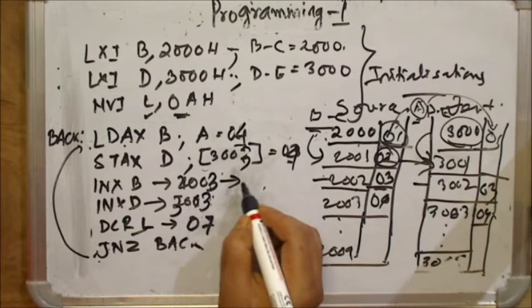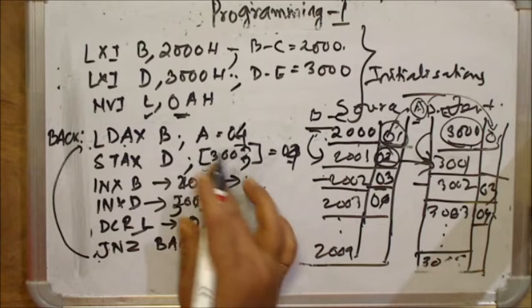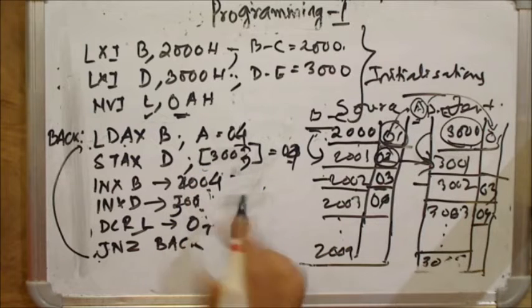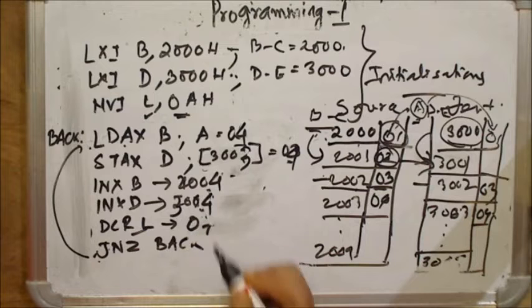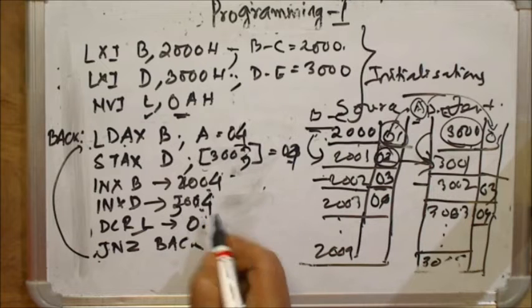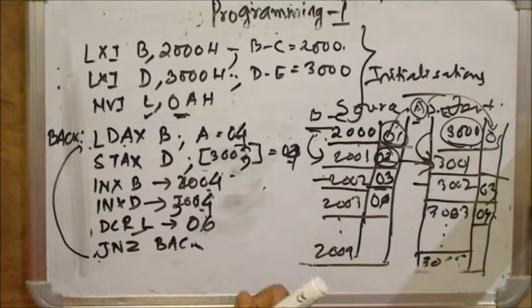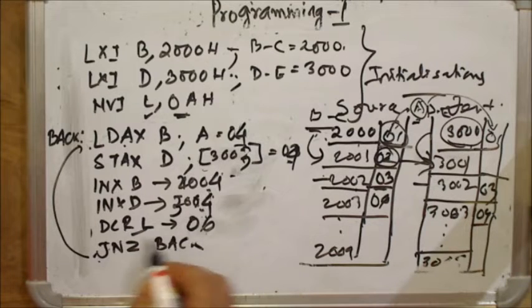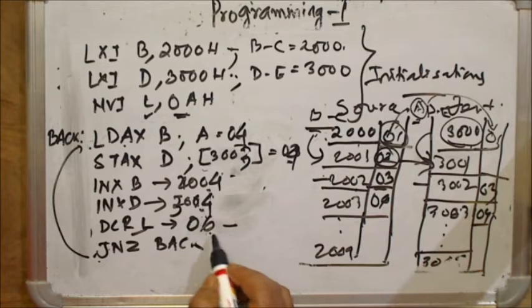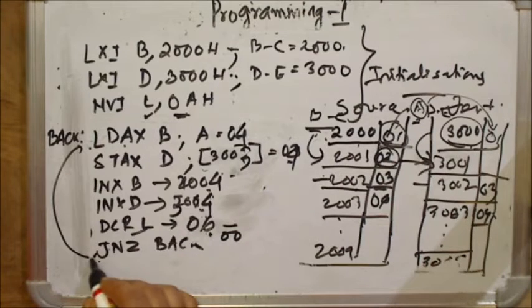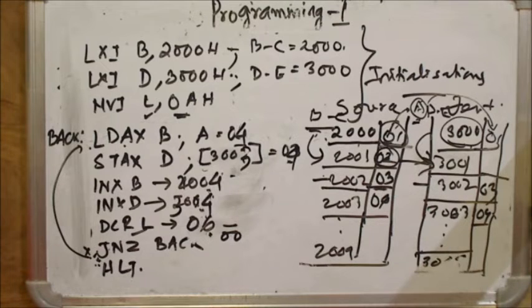Again INX B, 2000 will become 2004, and DE will become 3004. Again DCR L. Now L will become 6. Again it will jump. So in this way the whole procedure will continue. And after the count becomes 00, this condition will become false and it will come out of the loop and we will halt the program. So this is the program.